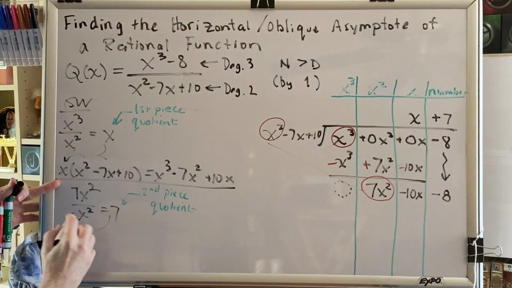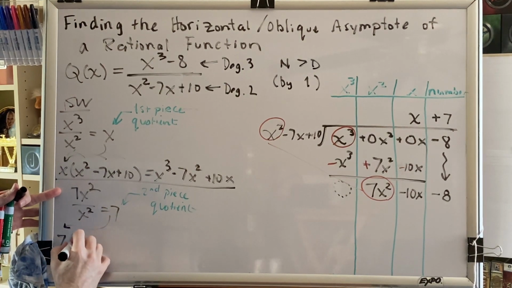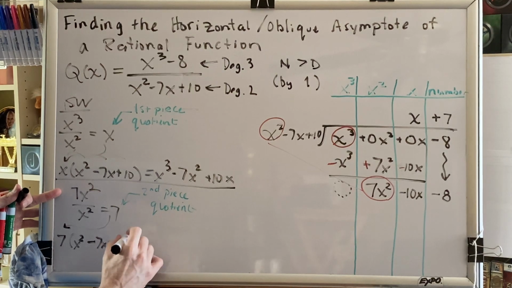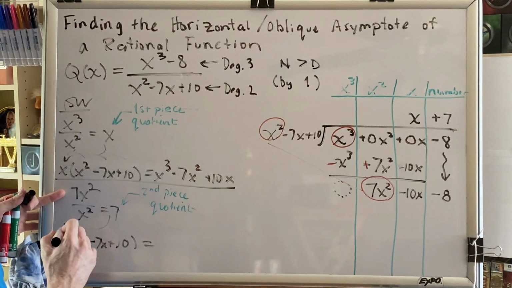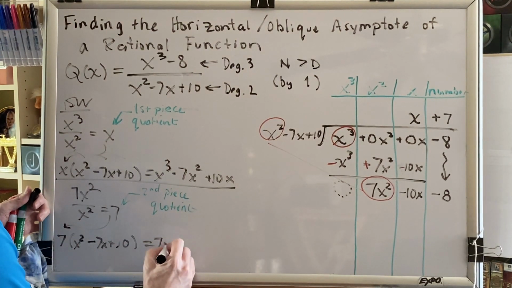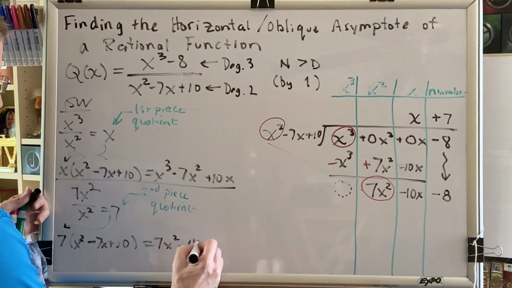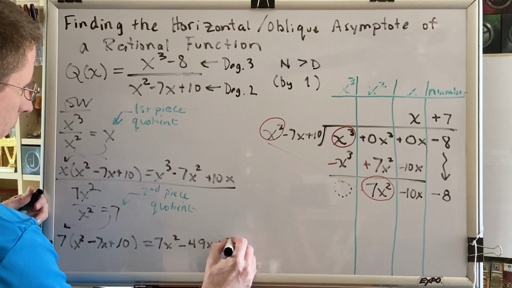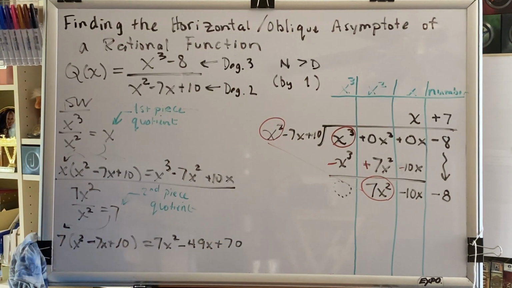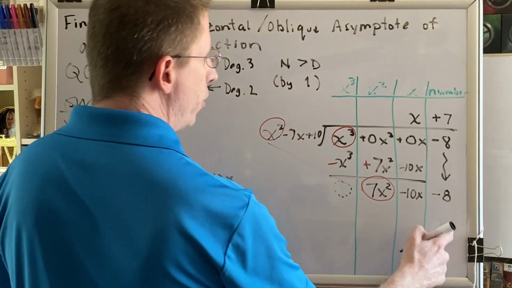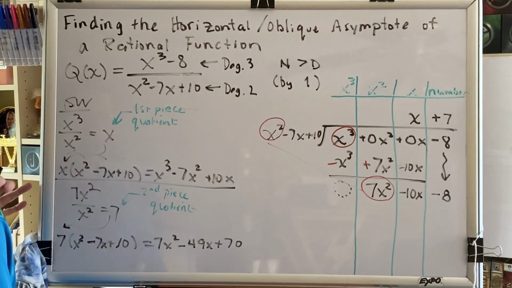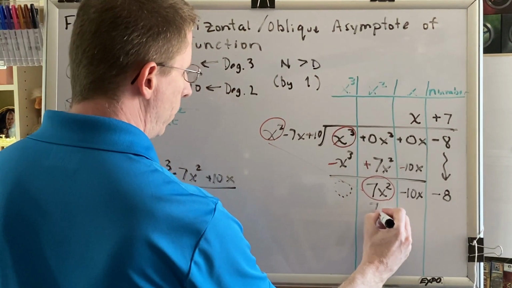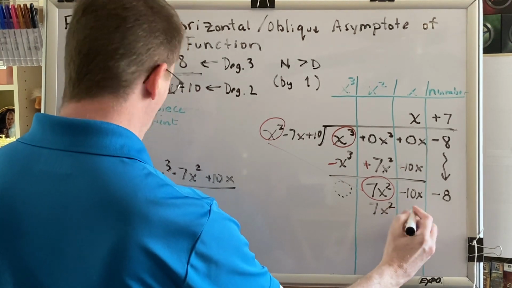Next, use this most recent piece of your quotient and multiply it by the entire denominator. With the distributive property, we get 7x squared minus 49x plus 70. This is placed underneath the dividend in the appropriate column. So the 7x squared will go in the x squared column, and we work our way across.